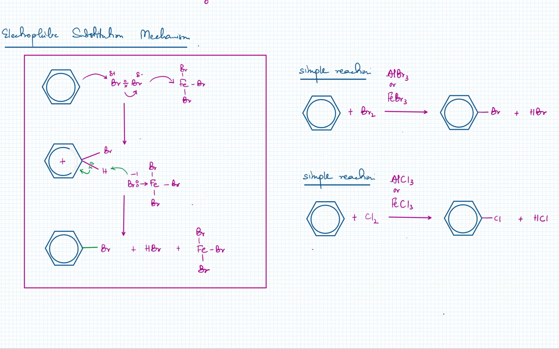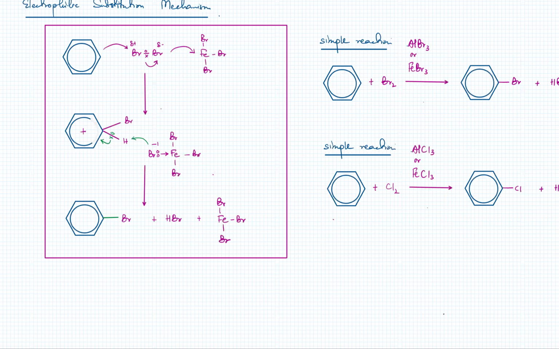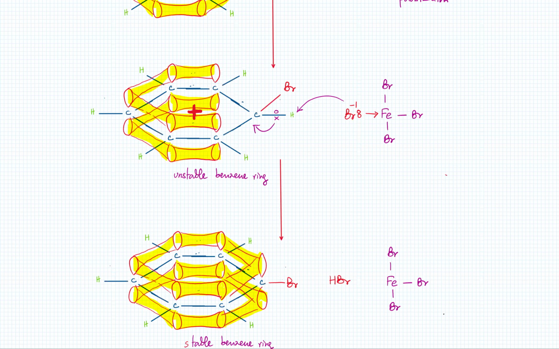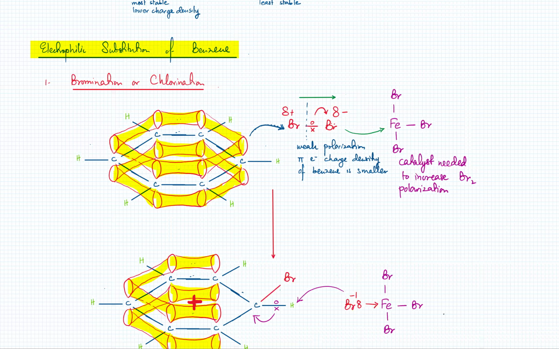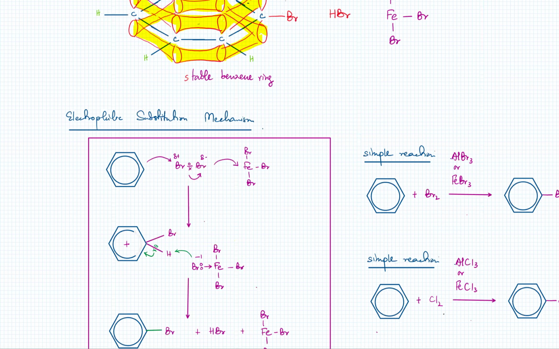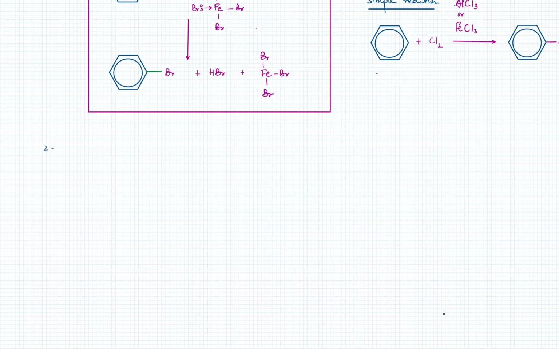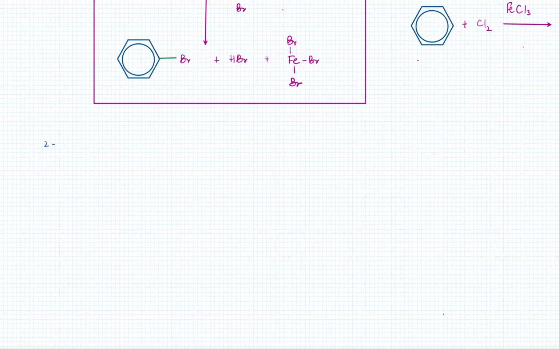Now the next one is again electrophilic substitution. There's going to be a lot of electrophilic substitution. You can say this was one. Did I write one? Yeah, that was one. Bromination or chlorination. Now number two, okay, number two is known as nitration.